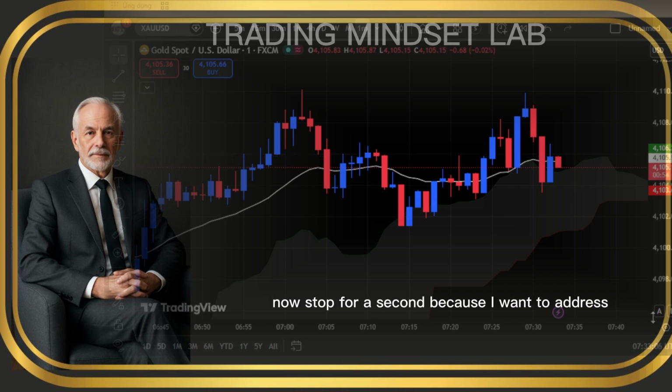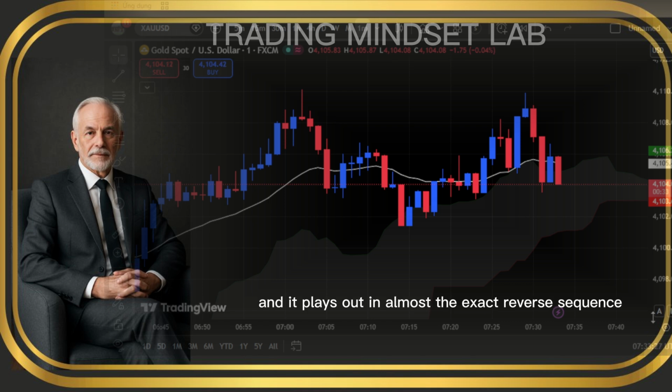Now stop for a second, because I want to address something before you assume this only applies to bottoms. Everything I just described has a mirror image, and understanding it might actually be more important because it's the pattern that catches people at the top, right when they're the most euphoric, the most confident, the most convinced the run is just getting started. It's called distribution, and it plays out in almost the exact reverse sequence.